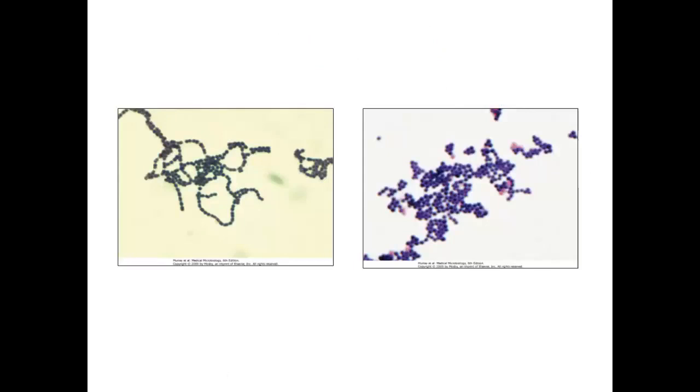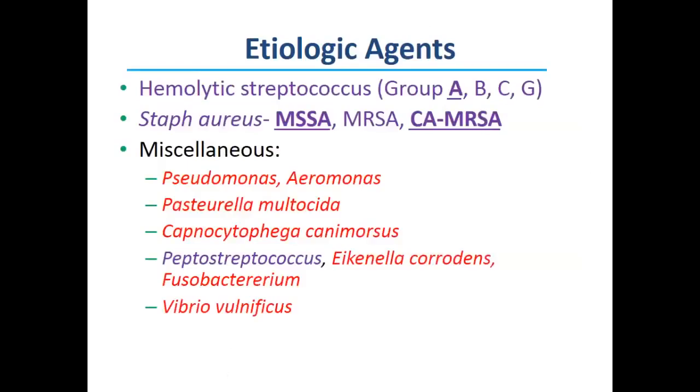The major microbiology of skin and soft tissue infections is staph and strep, but there are other exceptions. Streptococcus in chains, staph in grape-like clusters. In general, most of our skin and soft tissue infections are beta-hemolytic streptococcus, mainly group A, but also beta-hemolytic group B, C, G, which may or may not be beta hemolytic. Or Staph aureus, methicillin-resistant, or community-acquired methicillin-resistant. Otherwise, there are a variety of other pathogens that can cause skin and soft tissue infections.